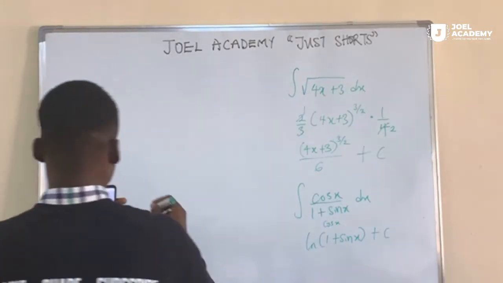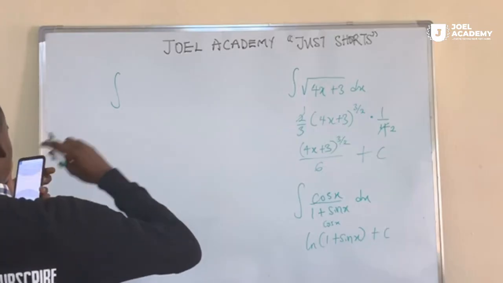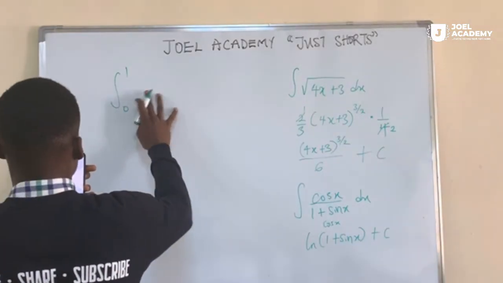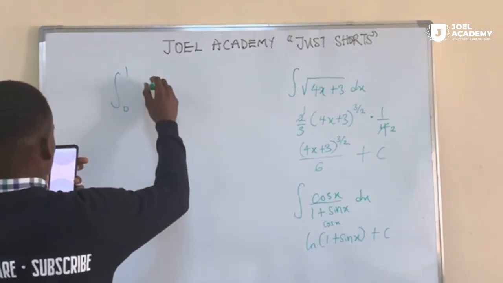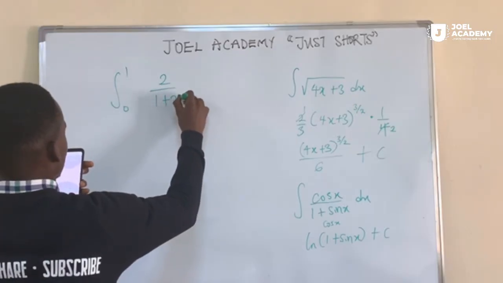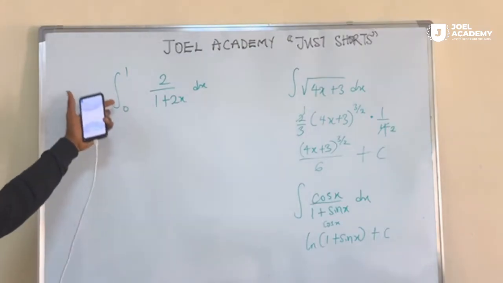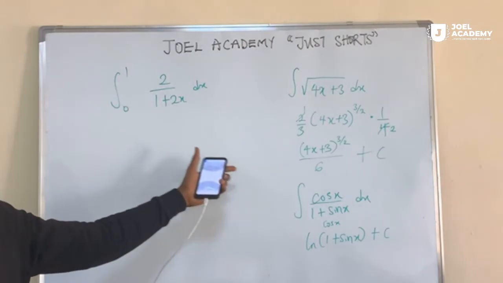Okay, so let's have this question before I get 20 on ground. You have 0 and 1. This is a definite integral because it has what? Upper and lower limits. So we have 2 over 1 plus 2x dx. Now, first of all, when you have something like this, a definite integral, you have to integrate and then fill it up.